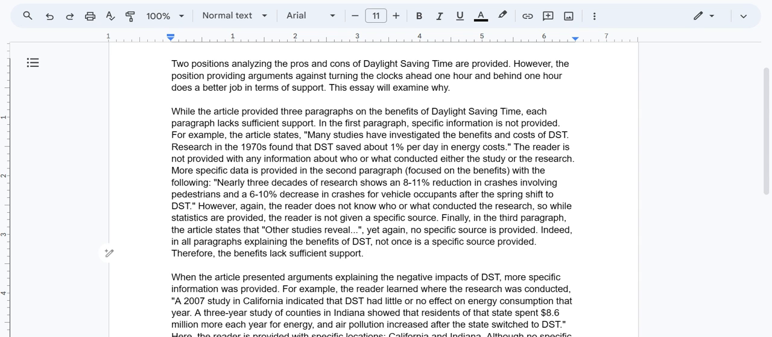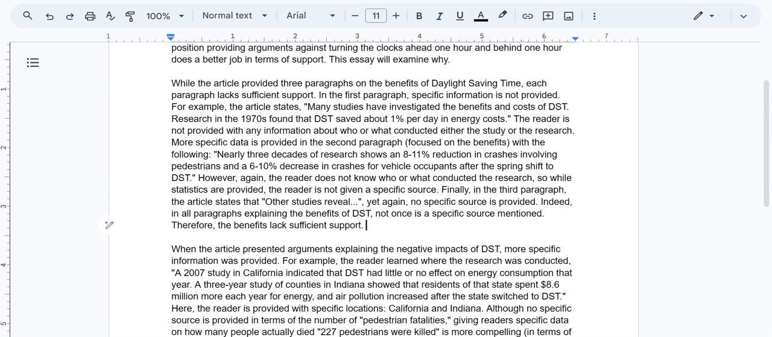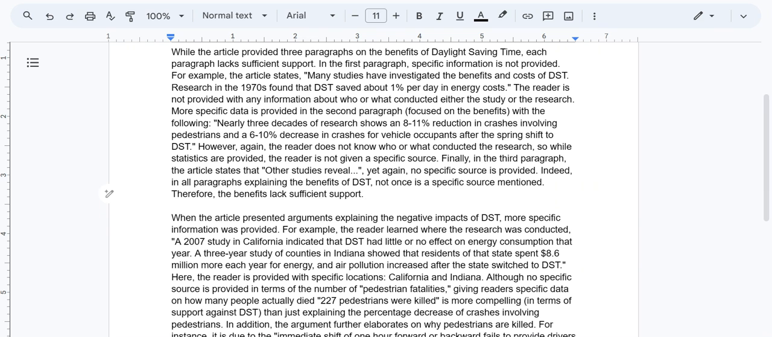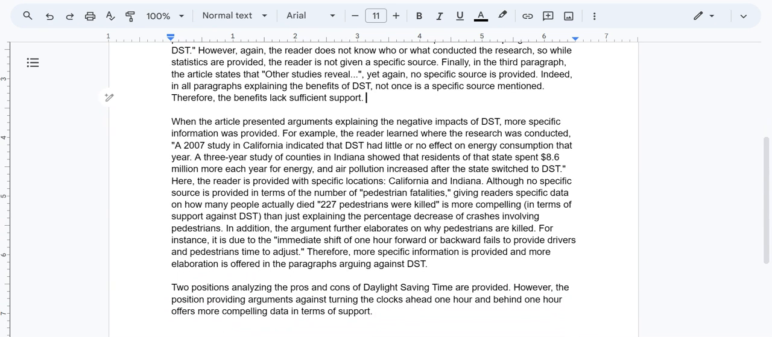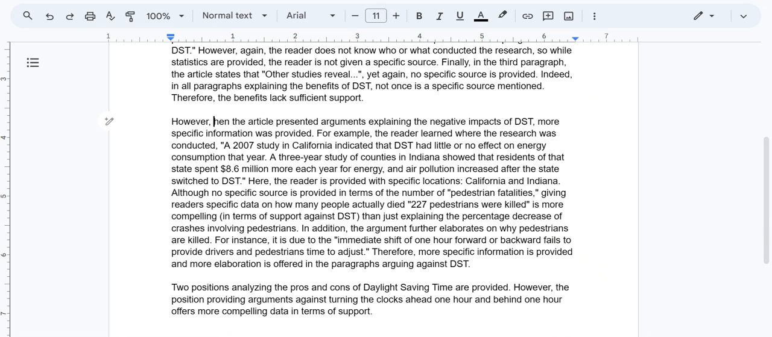Finally, in the third paragraph, the article states that, quote, other studies reveal, end quote. Yet again, no specific source is provided. Indeed, in all paragraphs explaining the benefits of DST, not once is a specific source mentioned. Because I said provided a few times, so I'm going to change that to mentioned. Therefore, the benefits lack sufficient support. And now moving on to the next paragraph. However, so I'm going to change this transition word here.